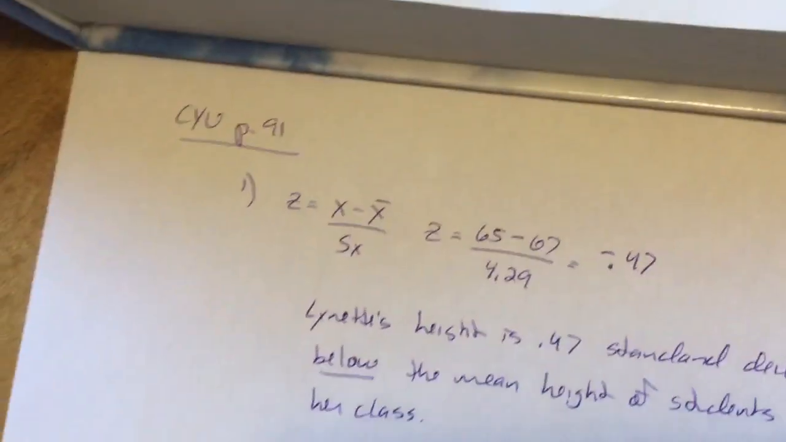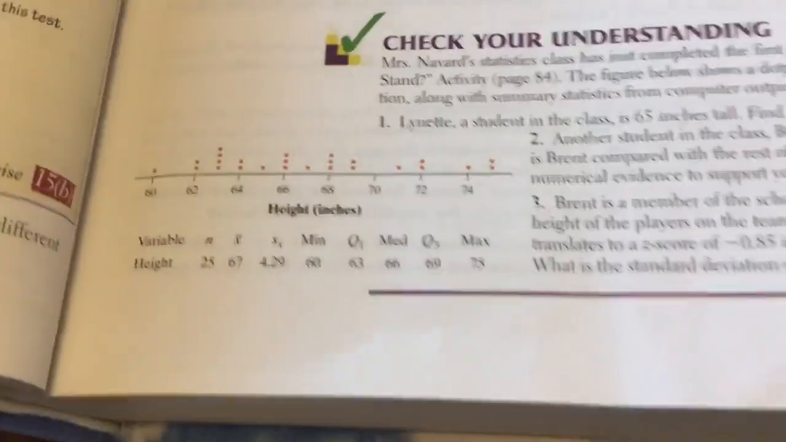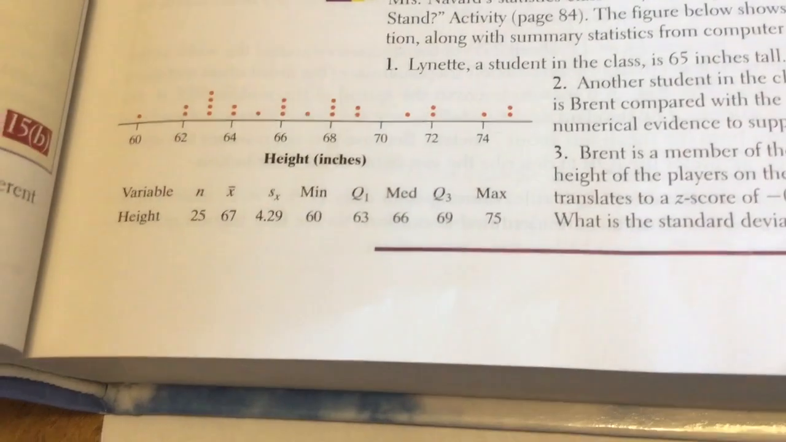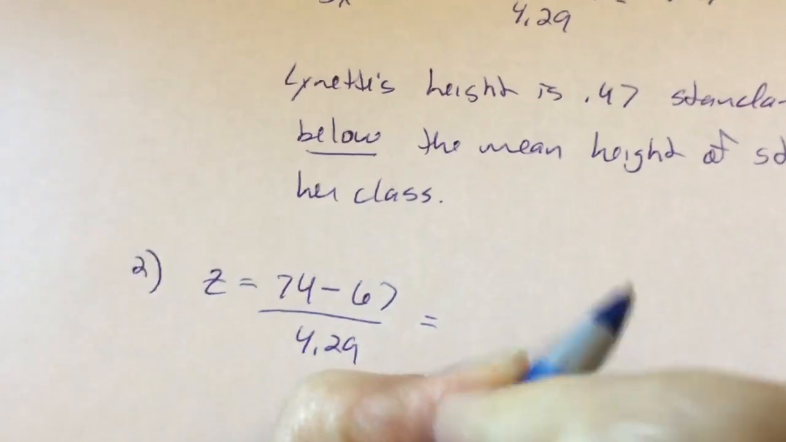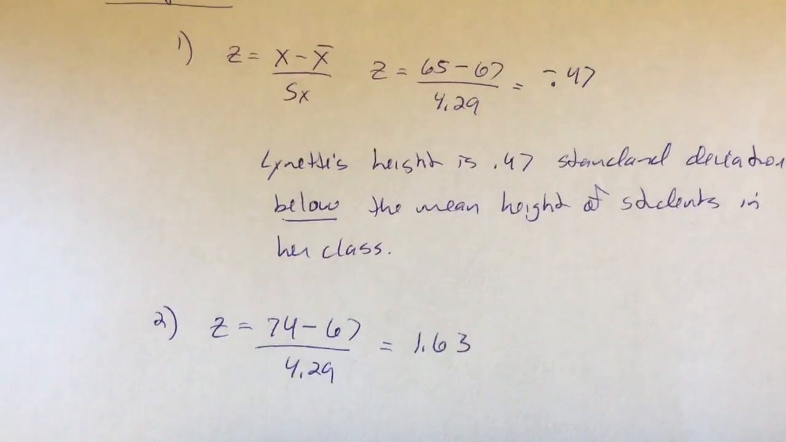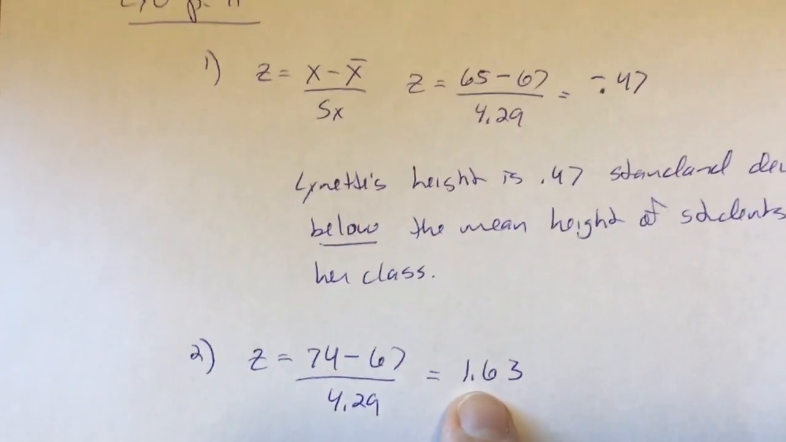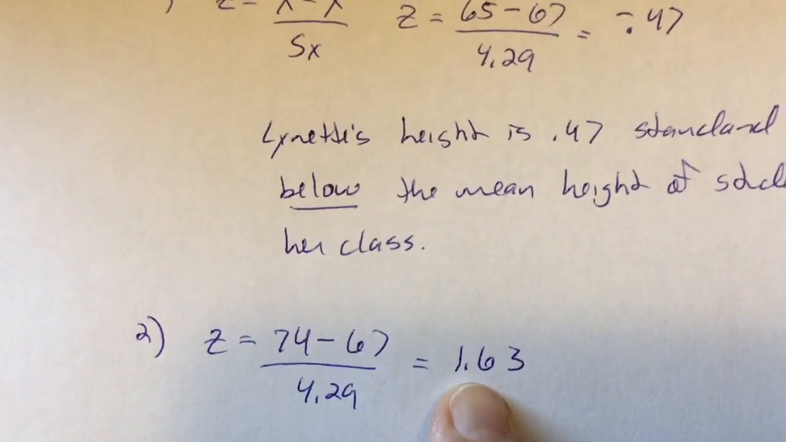So again, we'll do our z-score formula. Brent's height was 74, so that's my data, minus the same mean, which is 67, divided by 4.29, which is the standard deviation. Throw that in the calculator, and Brent's z-score is 1.63. So to interpret his z-score, Brent's height is 1.63 standard deviations above the mean height of students in his class.